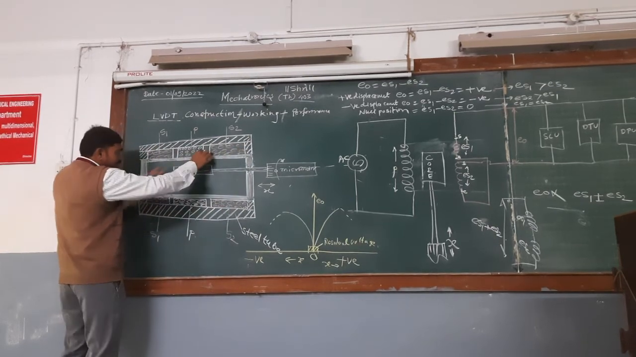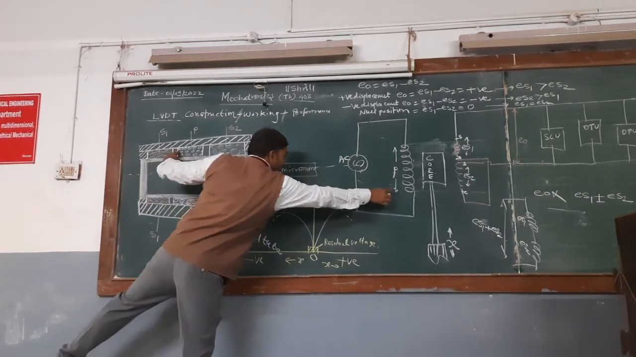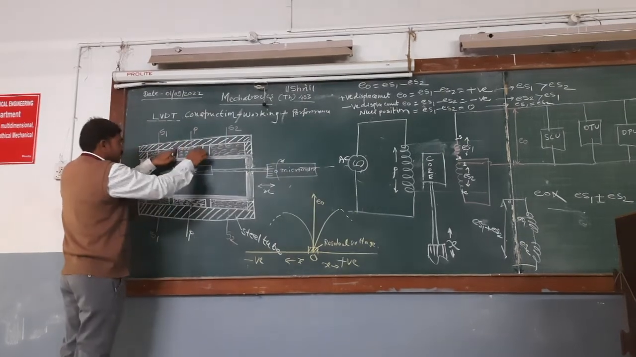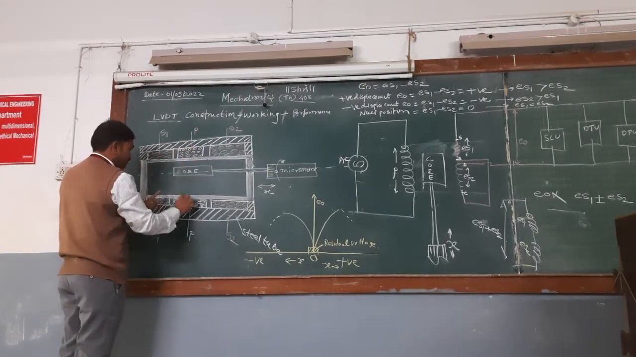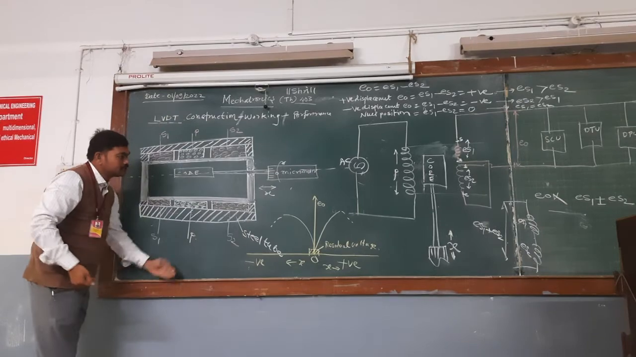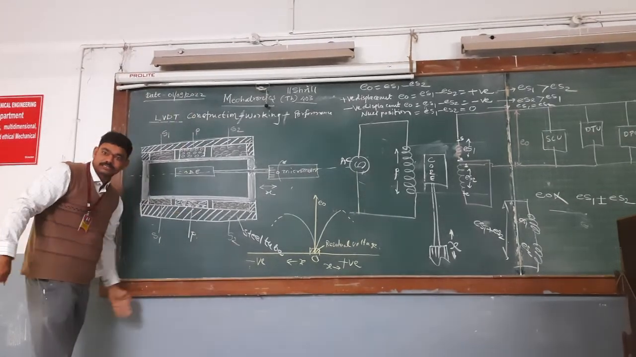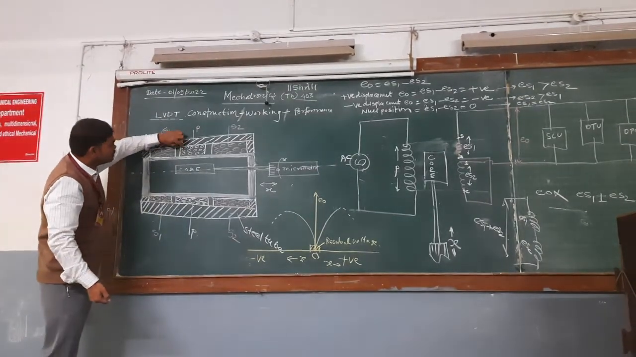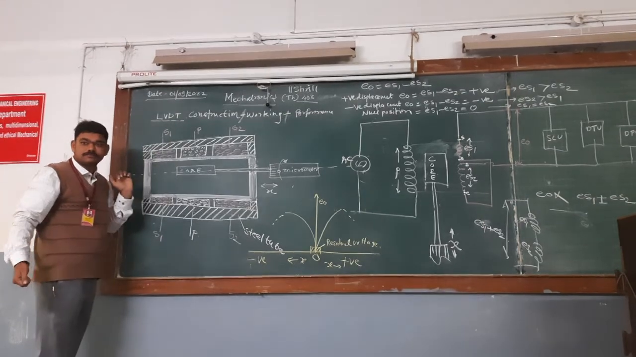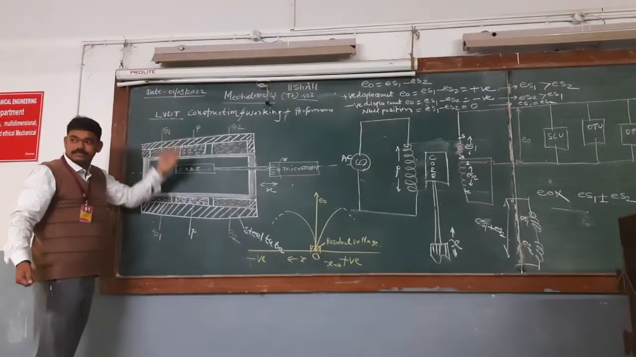Here is the primary coil, which is at the middle. This is the primary coil. I have taken a cut section, a half cut section, so you can observe the coil. These are the rounds, shown in a cut sectional way.